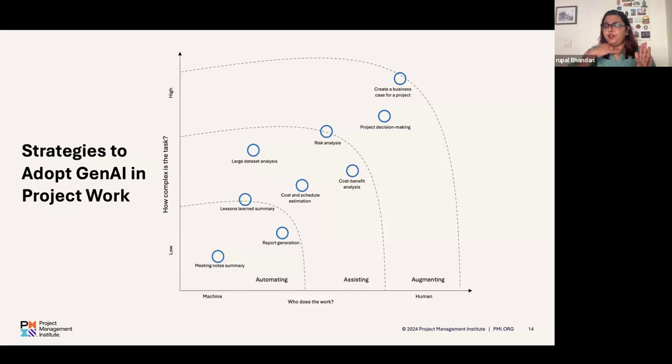So on the x-axis, you have machine versus human. On the y-axis, you have how computers essentially do on these tasks. Is it something that computers can help you with, or is it something computers can't help you with? So what we discovered was that project management tasks, more or less, and this cannot be held universal, majorly fall in 3 buckets. First is the bucket of automation. Second is the bucket of assistance, and third is the bucket of augmentation. Automation is stuff that can more or less be done by an AI completely. What I mean by that is taking meeting notes.